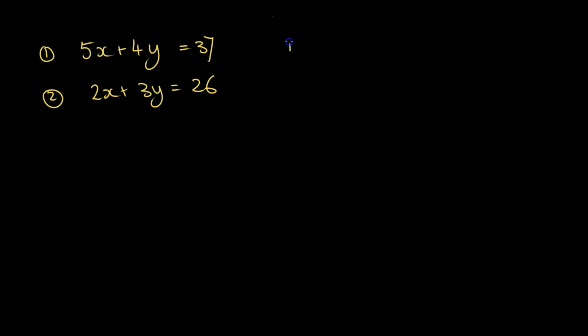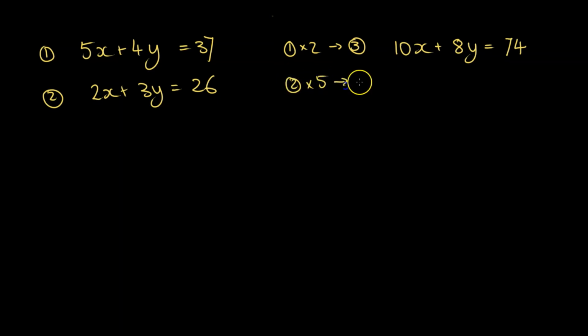So equation 1, I'm going to multiply by 2 to get to equation 3. And so let's do that. That's 2 times 5 is 10x plus 8y equals 74. And then let's multiply equation 2 by 5. And this is going to get me equation 4, which has the same number in front of the x. I've multiplied 2 by 5 here. And so you can see, same number there.